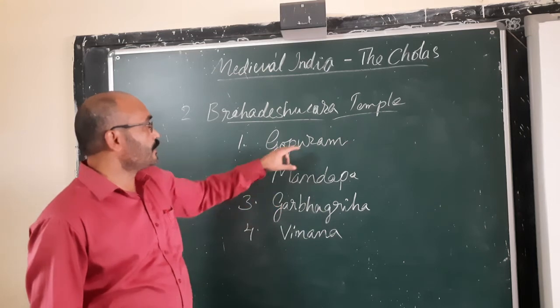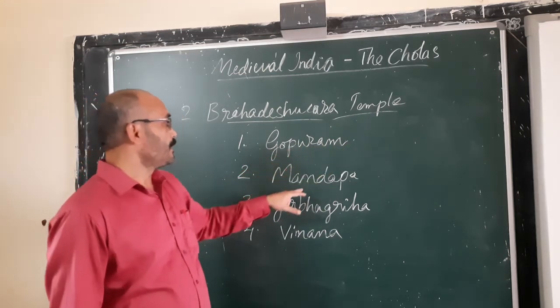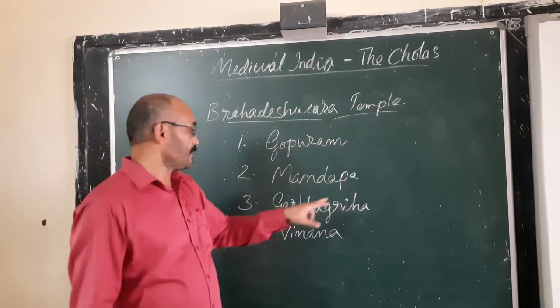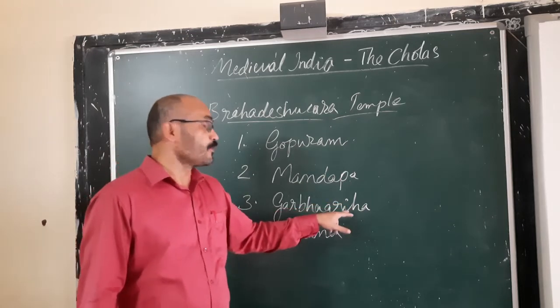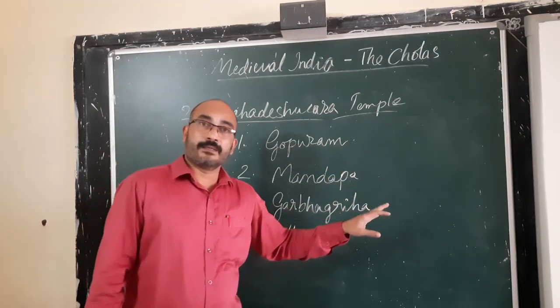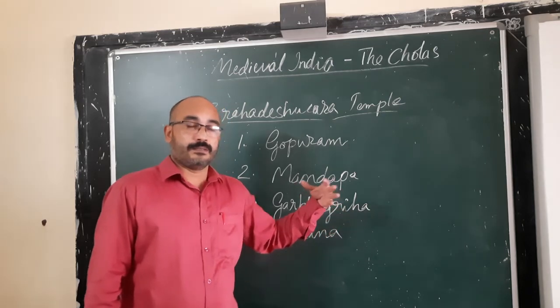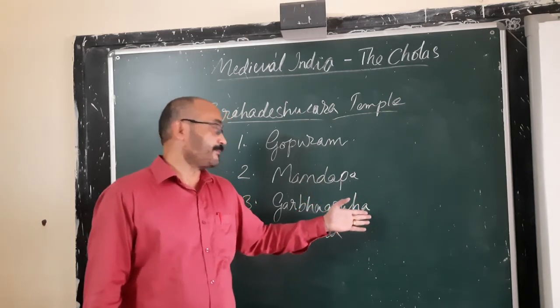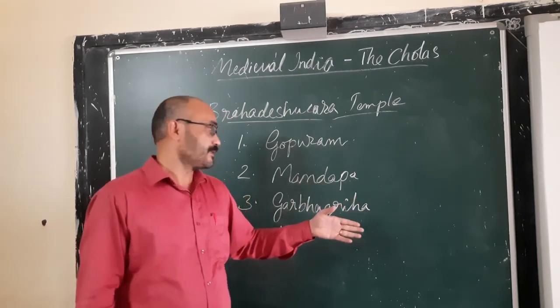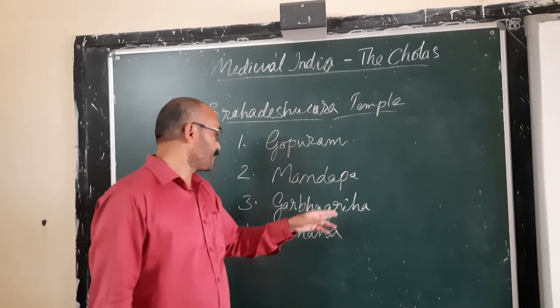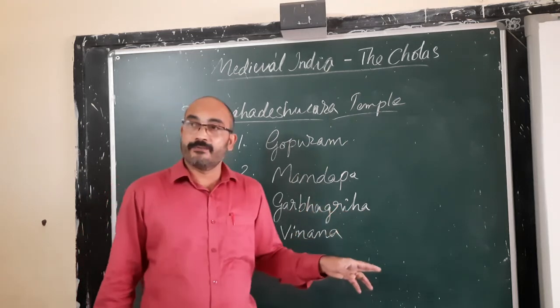Gopuram, the gateway; mandapa, the audience hall; garbhagriha, the place or the room where the image of the deity was kept, the image of god or goddess, that is called the deity; and the last one is the vimana.